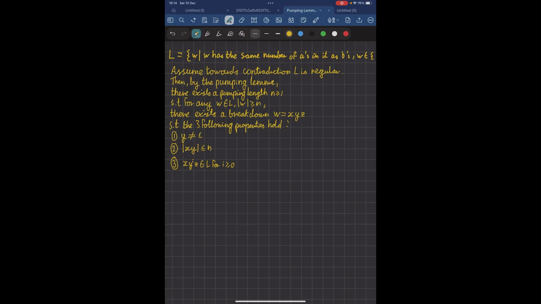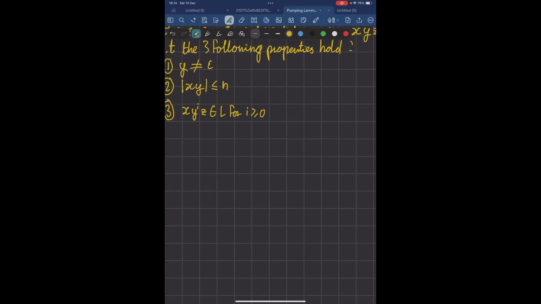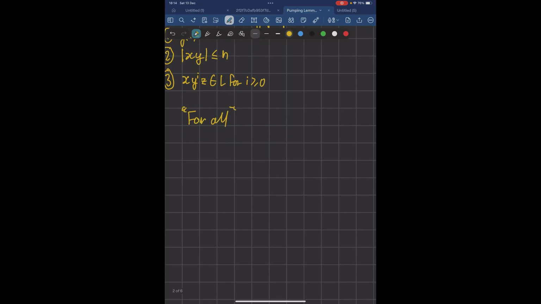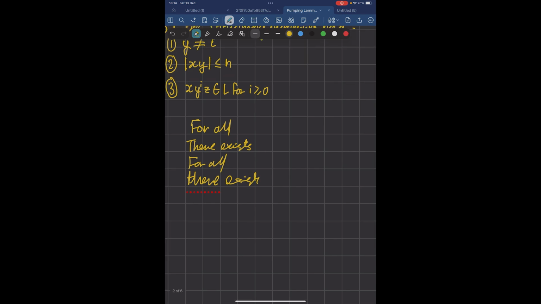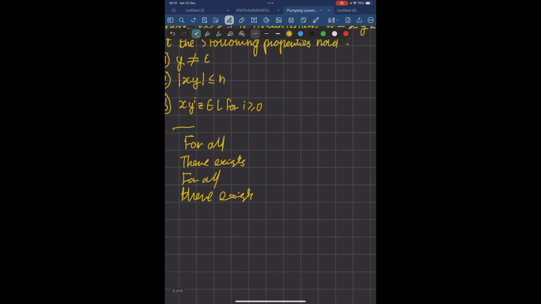Before we continue, I wanted to mention something. I've rewritten the pumping lemma in a bit of a different way. I just rearranged some of the words to be on different lines. So one thing that you can notice about the pumping lemma is that it's in this format. We have a for all statement, then we have a there exists statement, then we have another for all, and another there exists. So this is what the pumping lemma's structure is like.